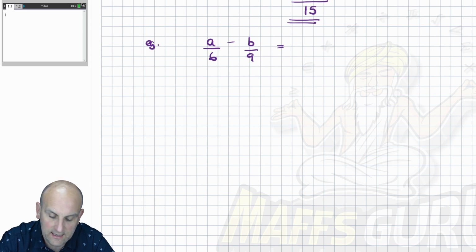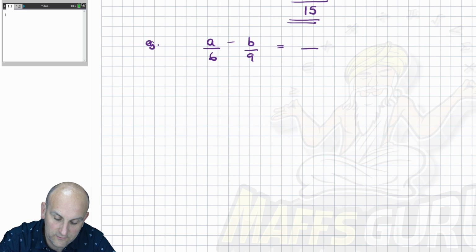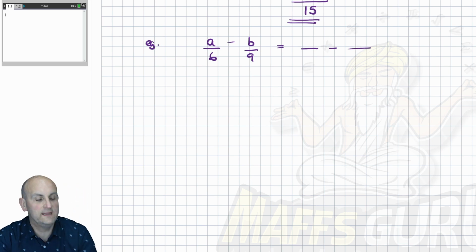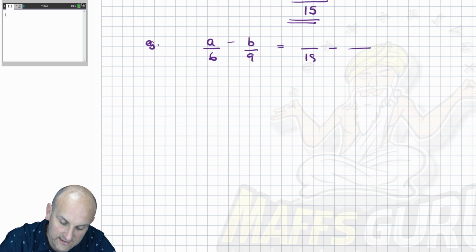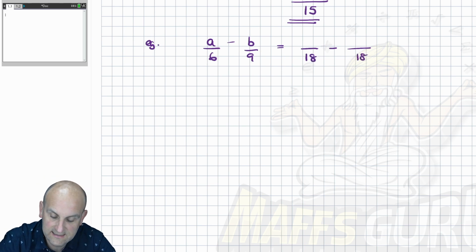Okay, can 6 divide into 9 in a whole number of ways? No. So we need to try and find a number that both 6 and 9 will divide into, or in fact, the first number. 9, 18, 27, 9, 18. 18 works because 6 goes into 18. So I'm going to make these 18s.